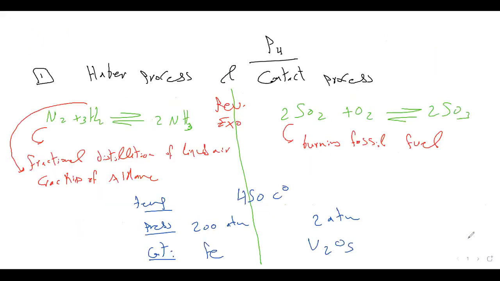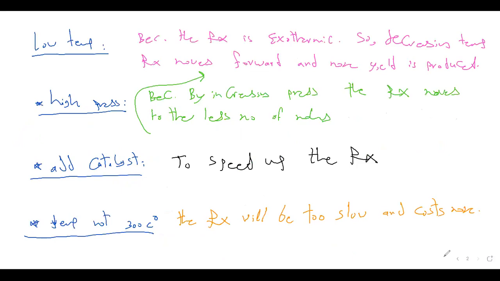This is number one, the difference between Haber process and Contact process. In Haber, N2 plus 3H2 gives 2NH3; Contact, 2SO2 plus O2 gives 2SO3. Nitrogen from fractional distillation of liquid air, hydrogen from cracking of alkane or electrolysis of water, sulfur dioxide from burning fossil fuels. Conditions: temperature 450 for both, pressure 200 and 2, catalyst iron and vanadium pentoxide.